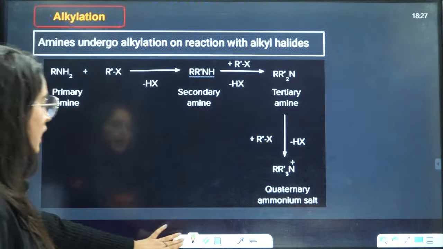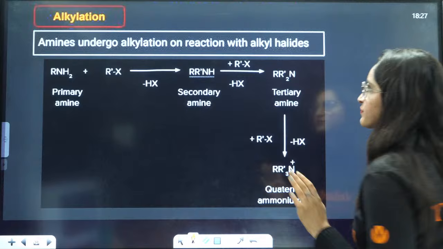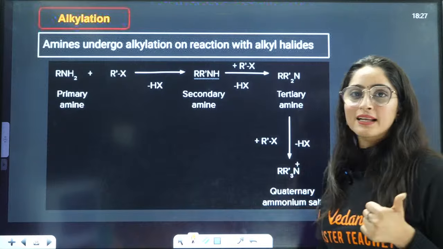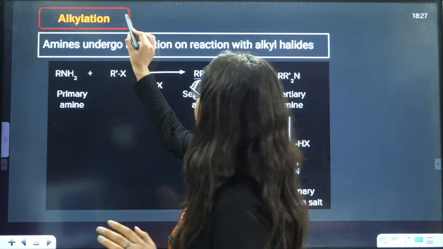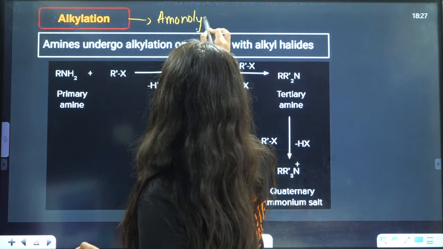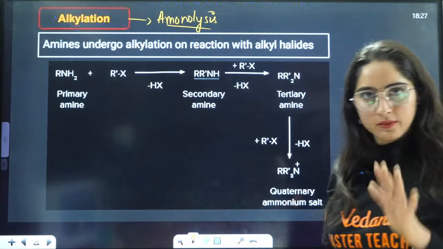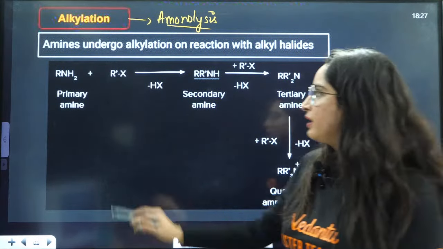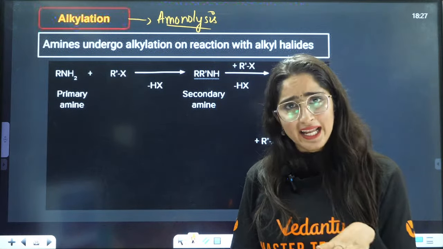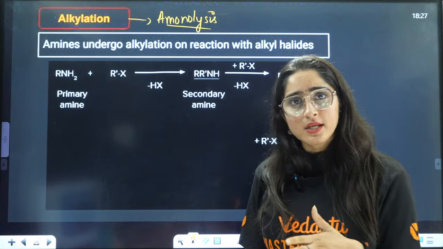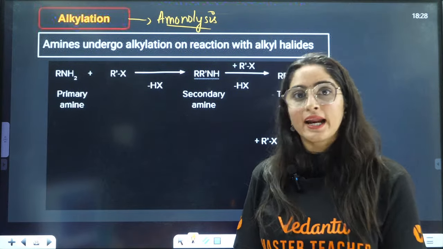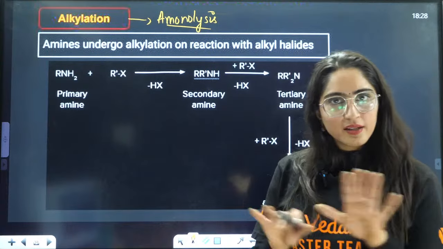No worries. Now next is alkylation. Now we have started the chemical properties. Let us start the reactions of amines. First is alkylation. Alkylation is the same reaction as ammonolysis, just the name is different. When we add ammonia to alkyl halide, that is called ammonolysis. When we add alkyl halide to a primary amine or ammonia, that is called alkylation. The thing is the same only.